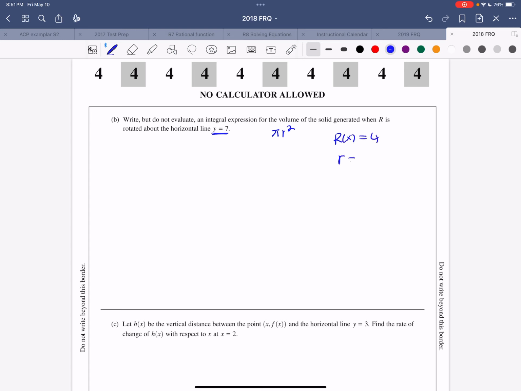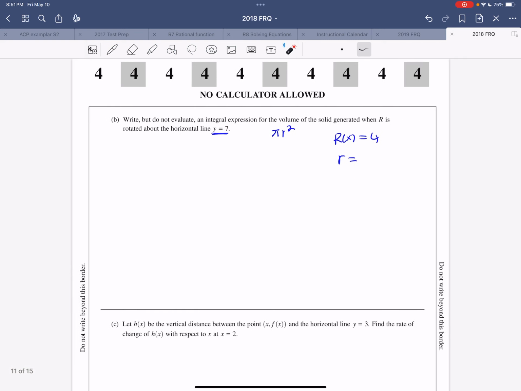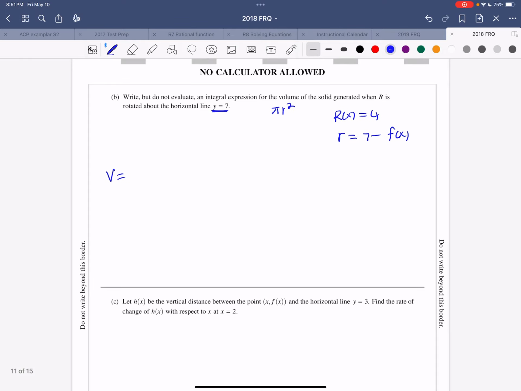Now we got to find the radius as well. The radius changes over time, as you can see. The radius is always this minus, do you see it changes over time? So I will just put 7 minus f of x, because 7 minus this, that's going to be the radius. Okay, so writing it like this is going to make your life easier. So here, the volume, we don't have to evaluate, so that's the good part.